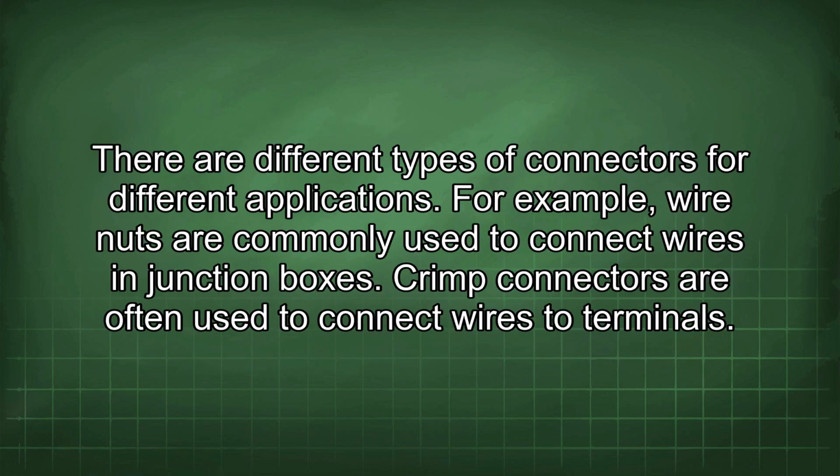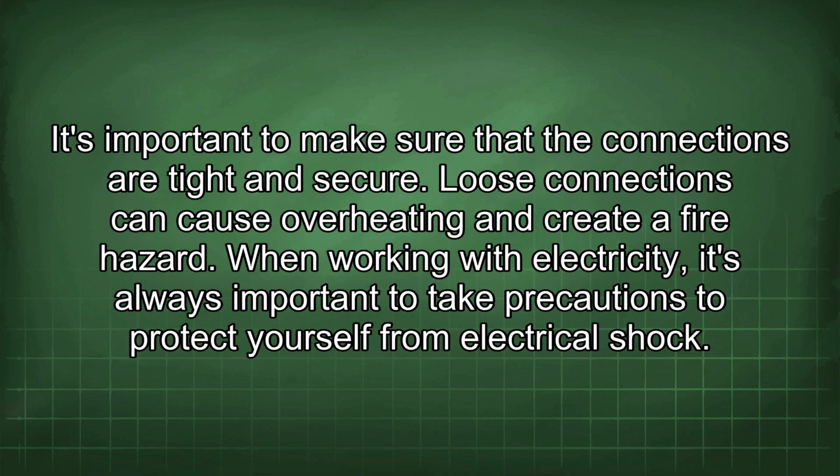When making connections, it's important to use the correct type of connector. There are different types of connectors for different applications. For example, wire nuts are commonly used to connect wires in junction boxes. Crimp connectors are often used to connect wires to terminals. It's important to make sure that the connections are tight and secure. Loose connections can cause overheating and create a fire hazard.